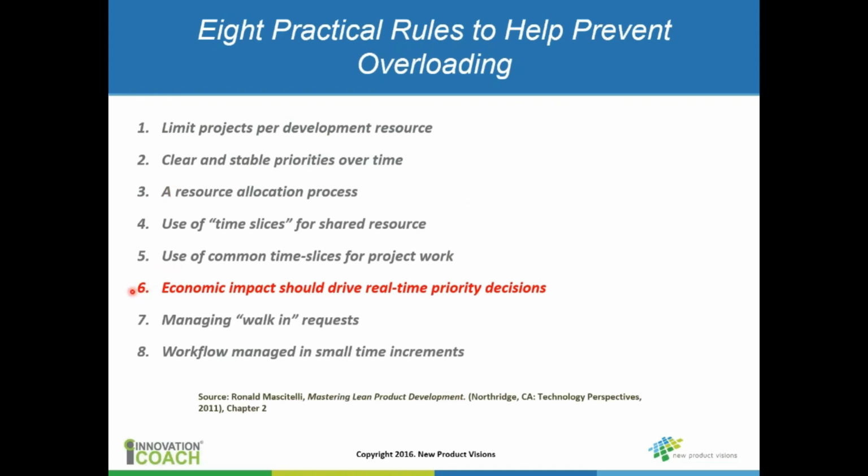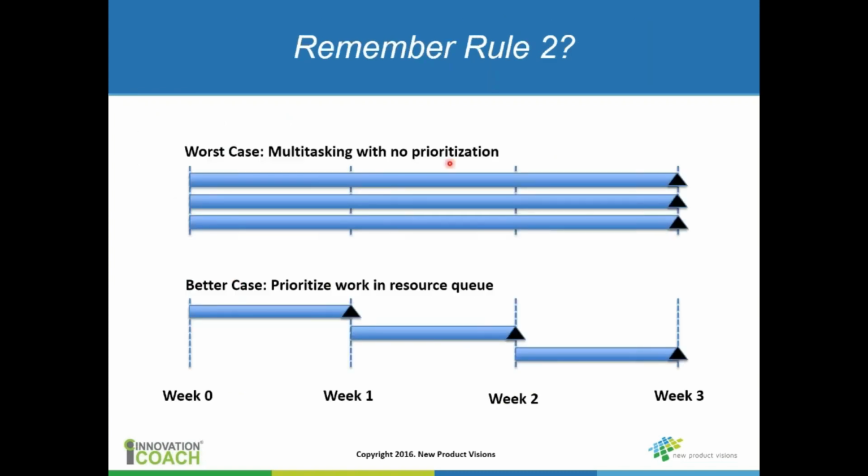Okay, the sixth rule or practical tip has to do with economic impact and how that will drive your real-time priority decisions. If we go back to rule number 2, where you want to move from a multitasking environment at least to prioritizing work based on the global priority list, so to speak, again, lower priority tasks will tend to always get shortchanged. So there might be ways to nuance the decision making about what takes priority.